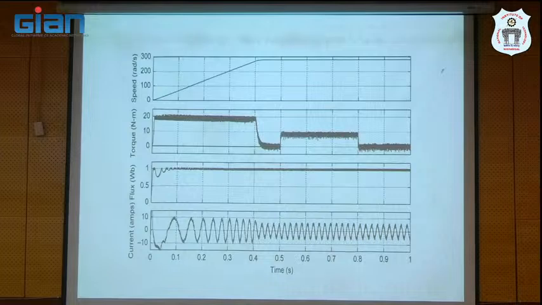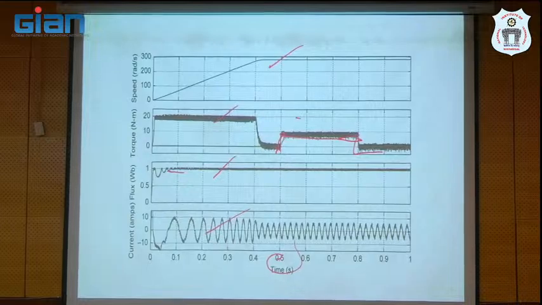This is the output speed, the torque generated by the machine, and the flux. This is the current. If you observe the flux waveform throughout the operation, it is maintaining constant. At exactly t equal to 0.5 second, load is applied on the shaft. Suddenly load is applied here. Next, at exactly t equal to 0.8 second, load is removed. Even if you apply the load torque or remove the load, if you observe the flux, there is no effect on the flux.